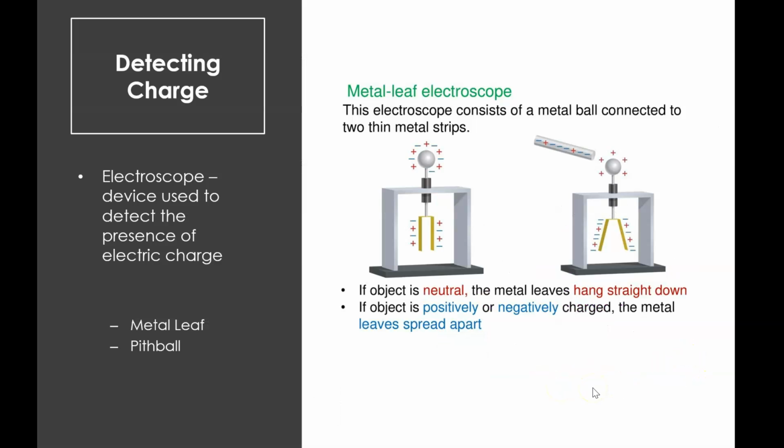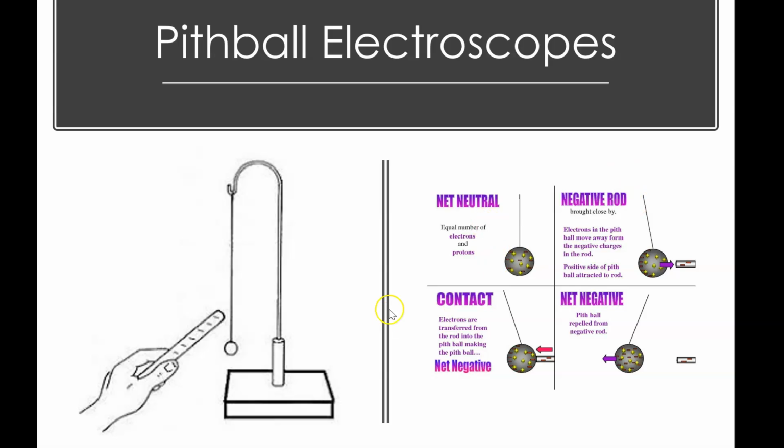Now, in class, in our science lab, we have these electroscopes, the metal leaf and the pith ball electroscopes that we use during our labs in electrostatics. But unfortunately, we're at home and we can't use them. You can make some of them if you have the materials at home, especially the metal leaf electroscope. There's lots of YouTube videos if you would like to make one and play around with it. But this is what they're used for. They're used for the detection of charge.